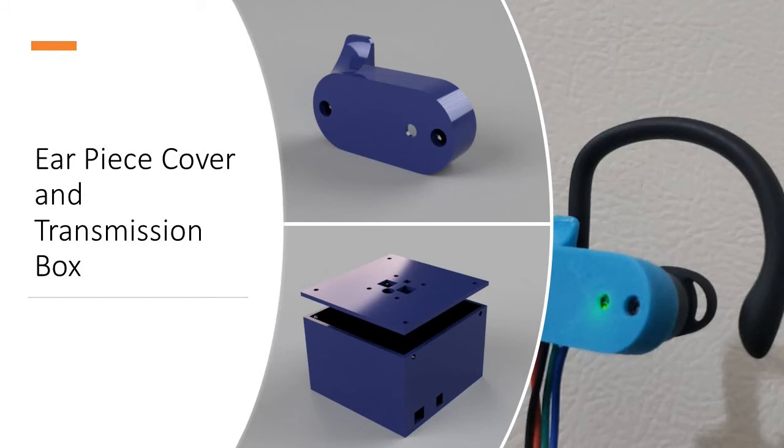In this part, we can see the earpiece cover. Its function is to protect the MPU sensor, which was mounted to an earpiece. And there's also the transmission box that was also 3D printed and designed for it to mount the Arduino board and other components such as the push buttons.